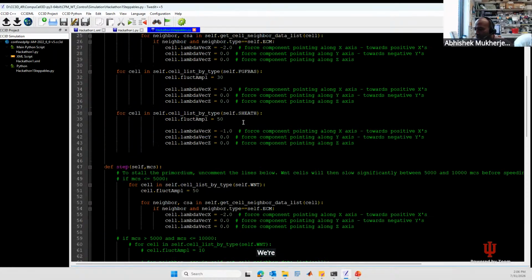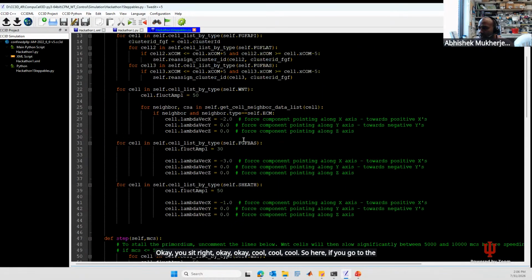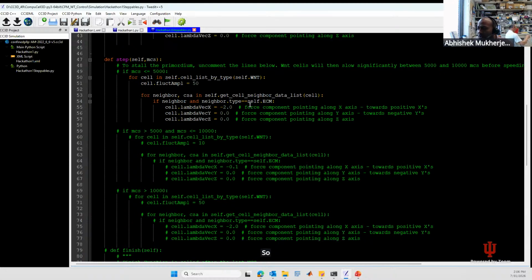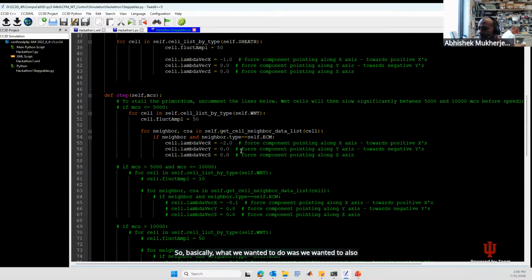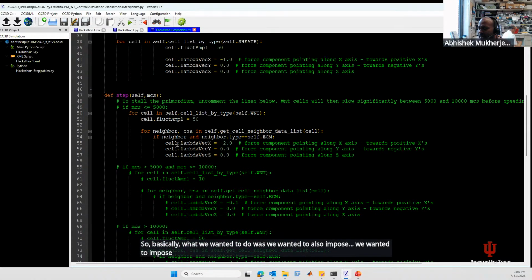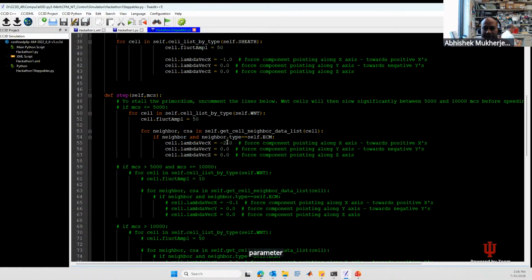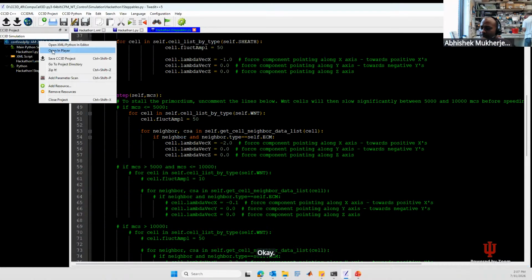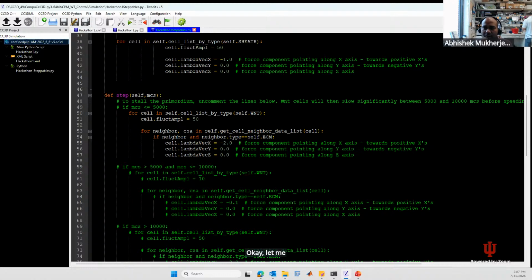Cool. So here, if you go to the steppables screen, this one. So basically, what we wanted to do was we wanted to impose this. Does it have the cell lambda vec x parameter on there? Should be, yeah, -2. We have -2. Yes. Okay, let me try and play it.